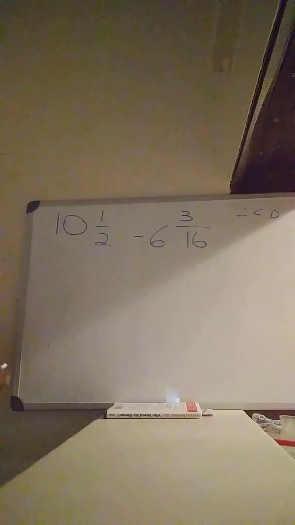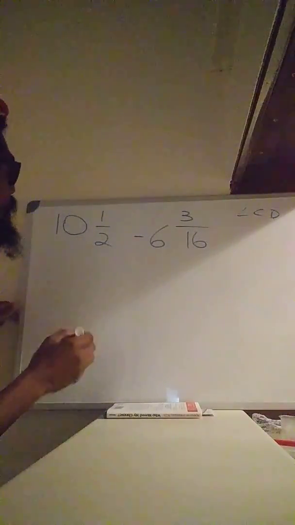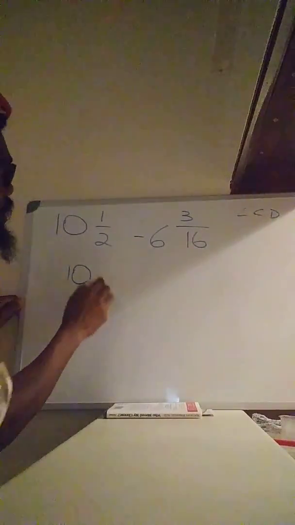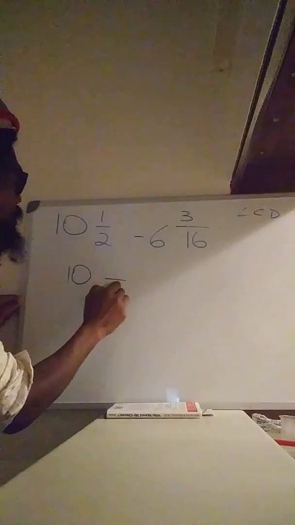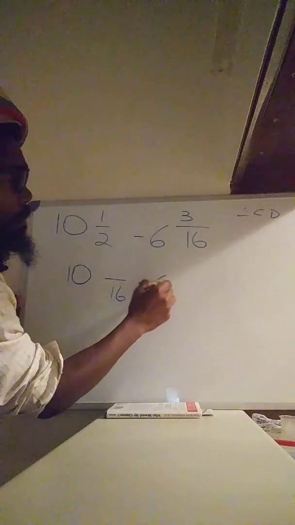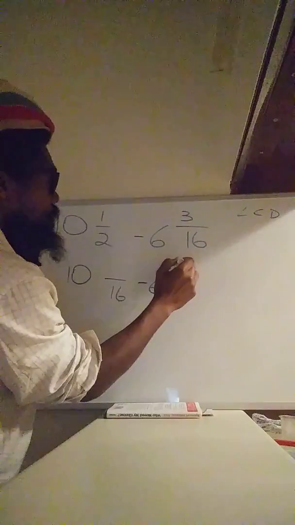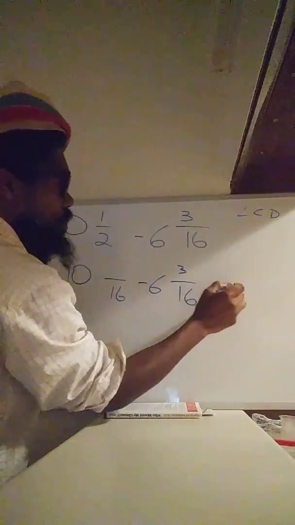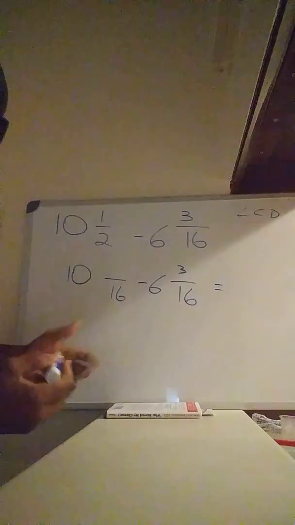Alright, so we're now going to have 10 and something over 16 minus 6 and 3 over 16 equals something, we're not sure yet, right?